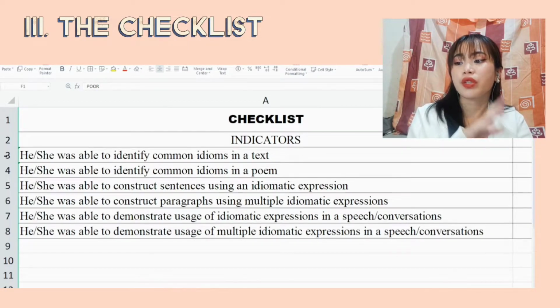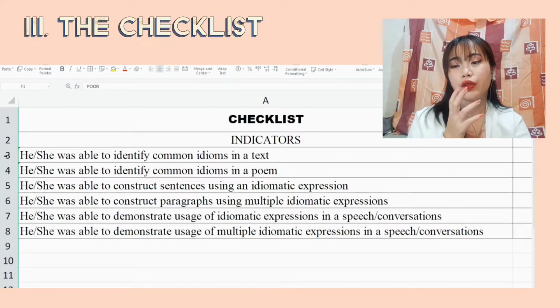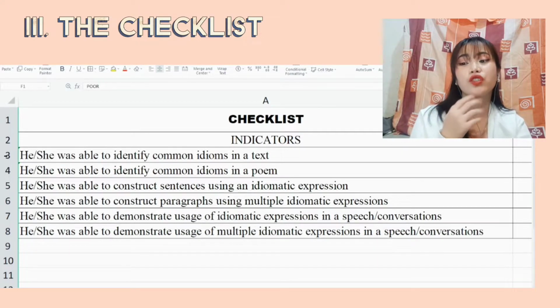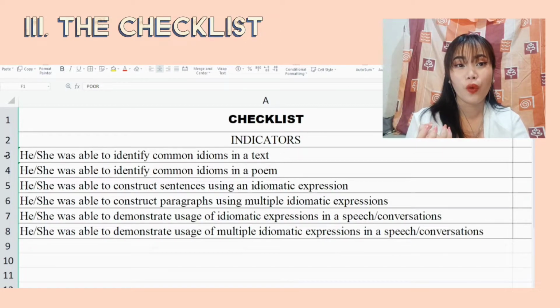Next is he or she was able to demonstrate usage of multiple idiomatic expressions in a speech or conversations. So when we say multiple, again, it means 2 or more, right? If he or she can use 2 or more idiomatic expressions in a speech or during a conversation at the same time, then you know what to rate Chris.